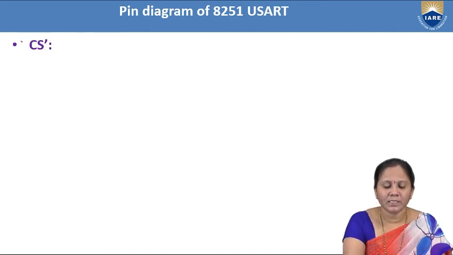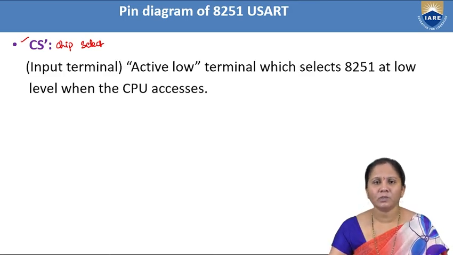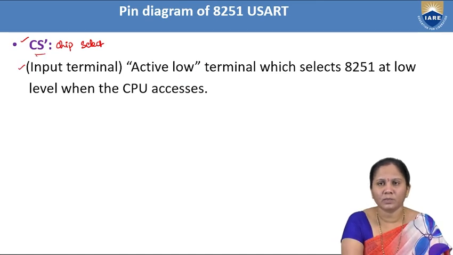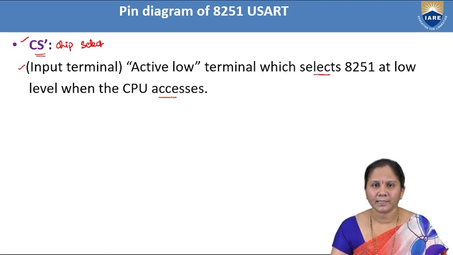And next signal is CS bar. Here CS bar represents chip select. It is also an active low signal. When the signal is enabled, this 8251 USART will be operating. It gets enabled. So the CS bar is the input terminal. It is an active low signal. When the signal is enabled, it selects 8251 at low level when the CPU accesses. So in order to make the conversion by 8251, we have to enable this CS bar signal. Then only this 8251 IC will be activated.